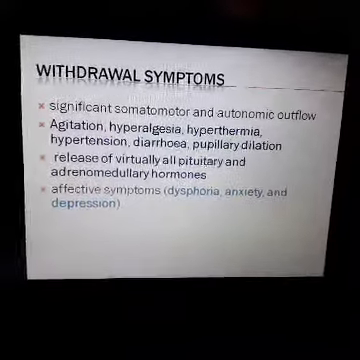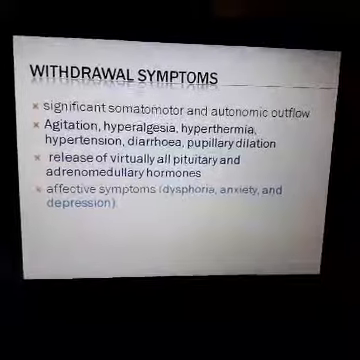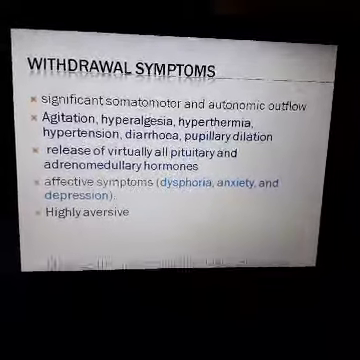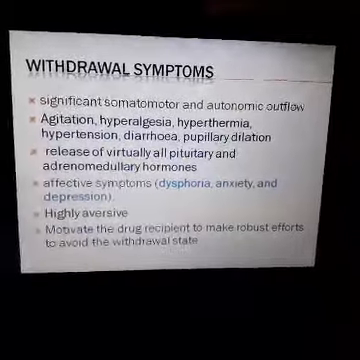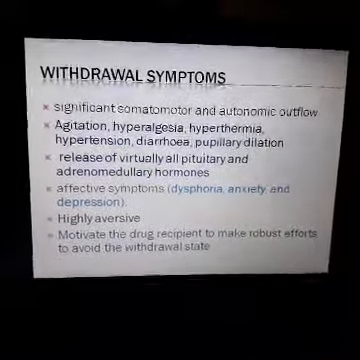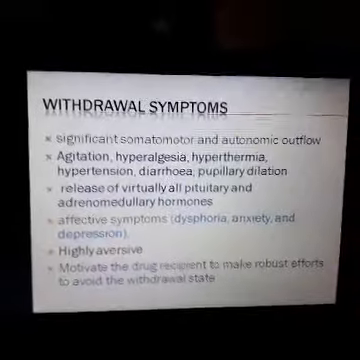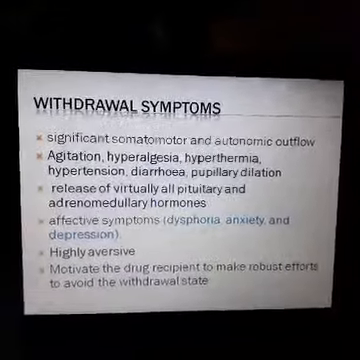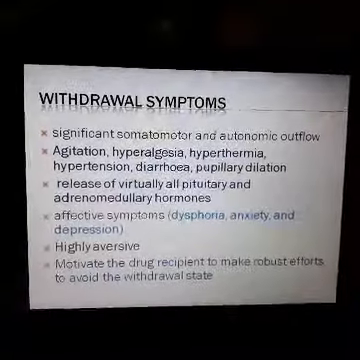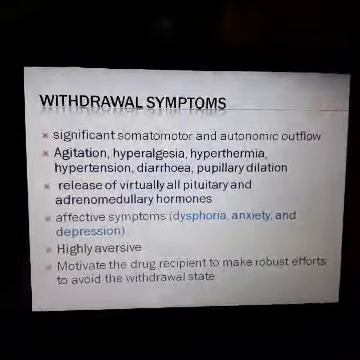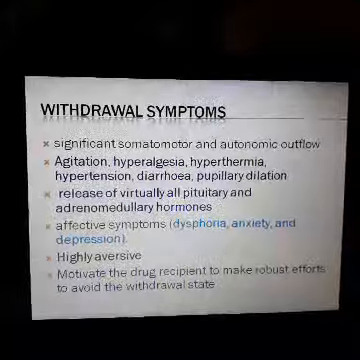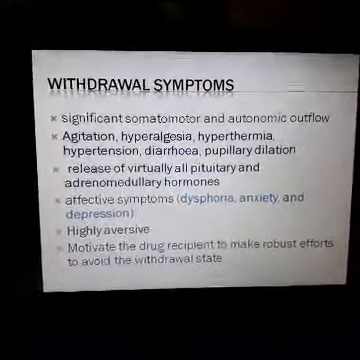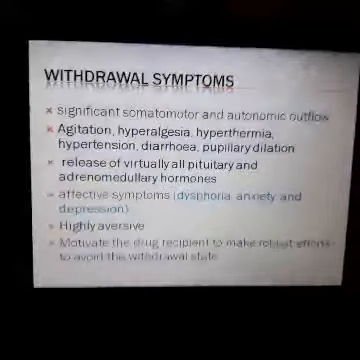There are some affective symptoms like dysphoria, anxiety, and depression. And it is very highly aversive in nature, and it actually motivates the drug recipient to make robust efforts to avoid the withdrawal state. So once it is suddenly discontinued or once an antagonist is given, the patient tries robustly to take the drug again to avoid the withdrawal state, because treatment of this withdrawal is, once again, we have to give some opioid or other CNS depressant.